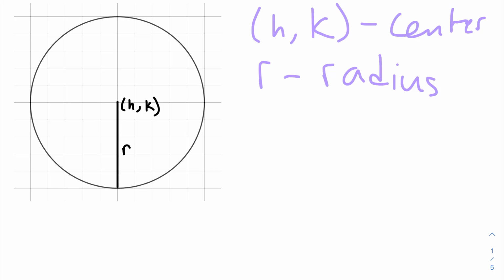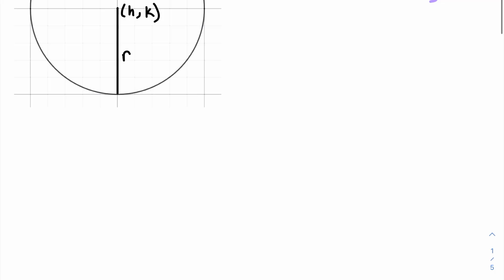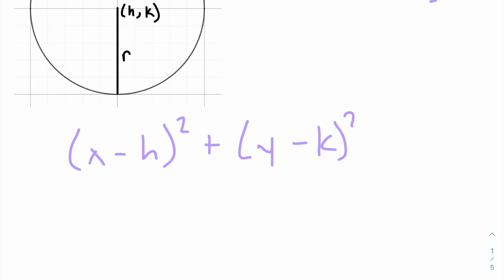So the equation of this circle would be (x - h)² + (y - k)² = r², the radius squared. So now, using this example, let's go solve some problems.